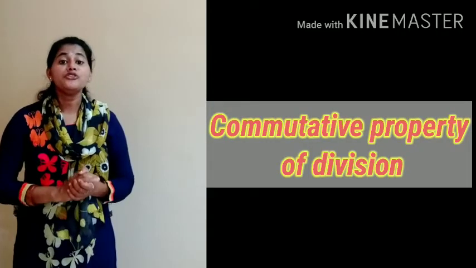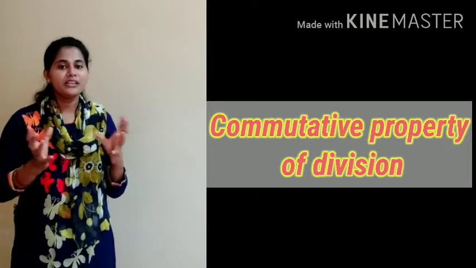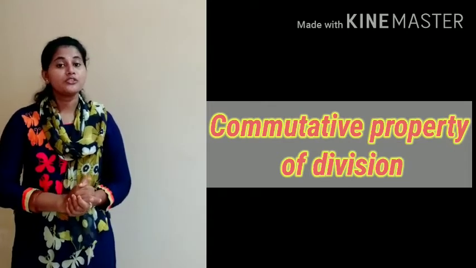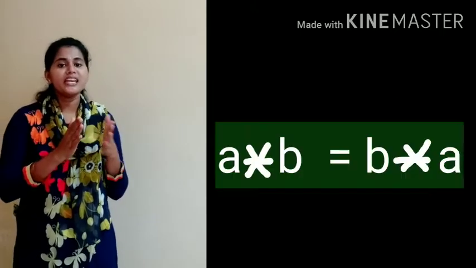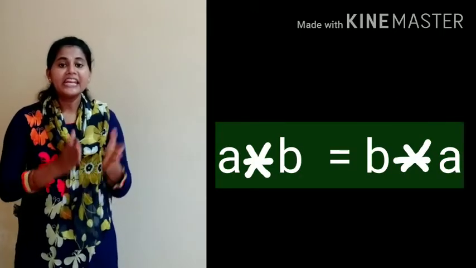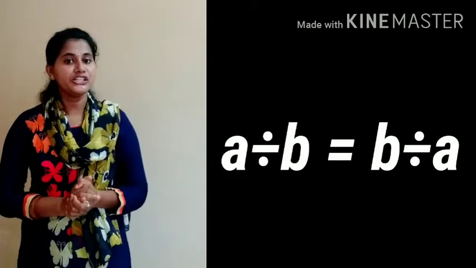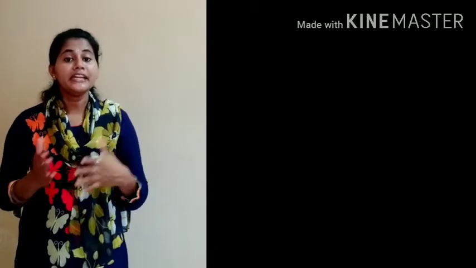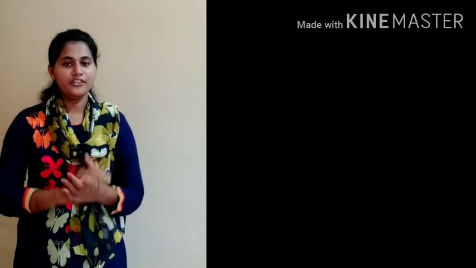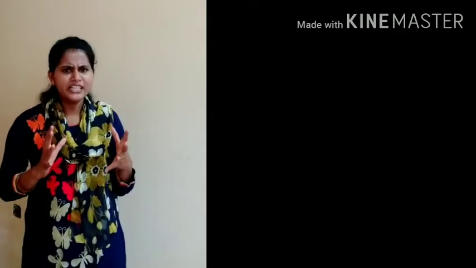Second one is the commutative property of division. What is this commutative property? You all are familiar with this commutative property, right? So, the commutative property of division is what? If A star B is equal to B star A, like that, A divided by B is equal to B divided by A. The condition is that if A and B are any two integers and we divide A and B in any order, we will get the same integer. Whether it is satisfied, let's check in my explanation zone.